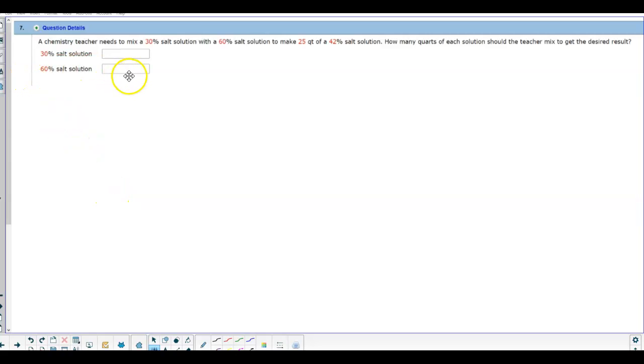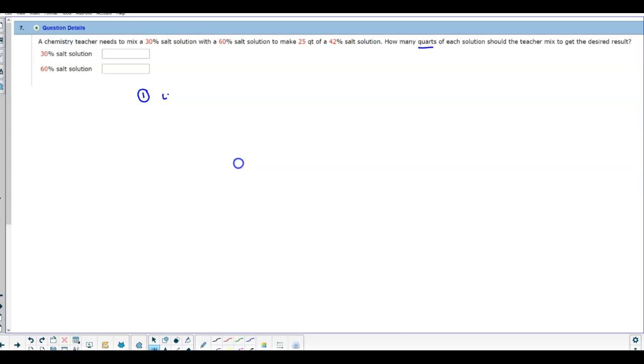Number 7, a chemistry teacher needs to mix a 30% salt solution with a 60% salt solution to make 25 quarts of a 42% salt solution. We want to know how many quarts of each solution the teacher should mix to get the desired result. So we have a certain amount of quarts for the 30%, and a certain amount of quarts for the 60% that we want to find. So we need to define our variable.